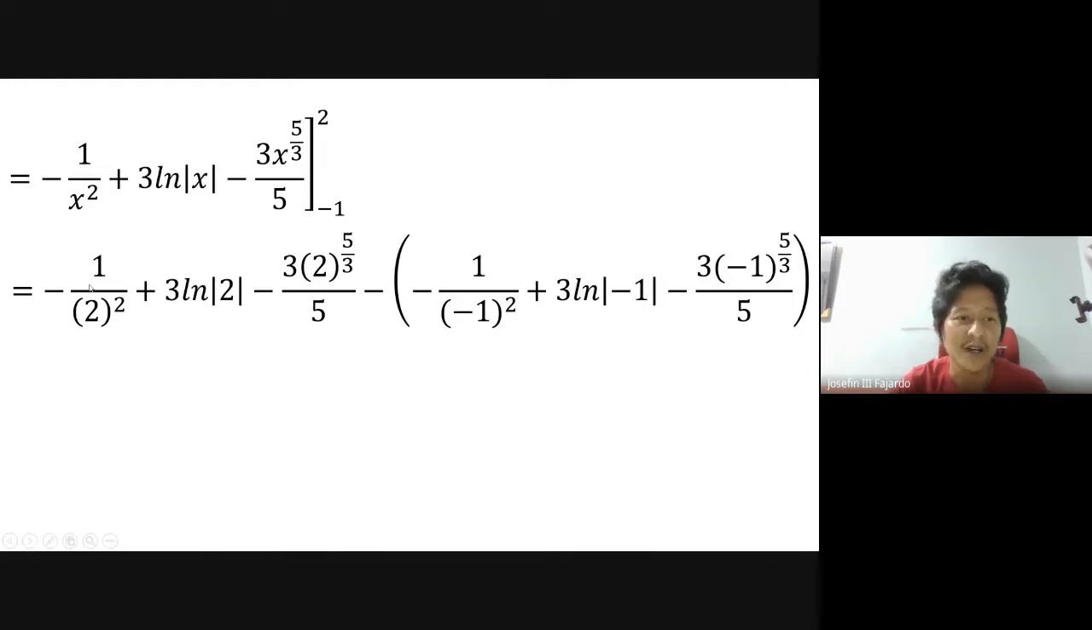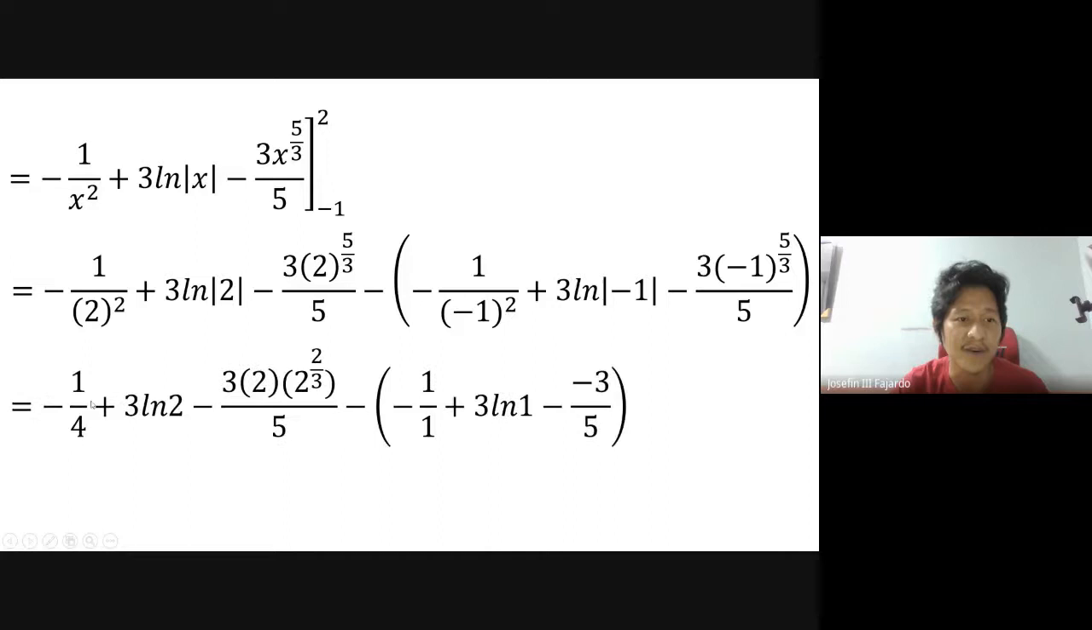Okay, so 1 over 2 squared is just 1/4 ln of 2. Ito naman, I extracted the perfect power here. So I removed 2, so I multiplied it to 3. Okay, ito naman, I just simplify. Negative 1 squared is positive 1. Absolute value of 1 is 1. And then negative 1 raised to an odd power is actually negative, kaya naging negative 3 na lang ito.